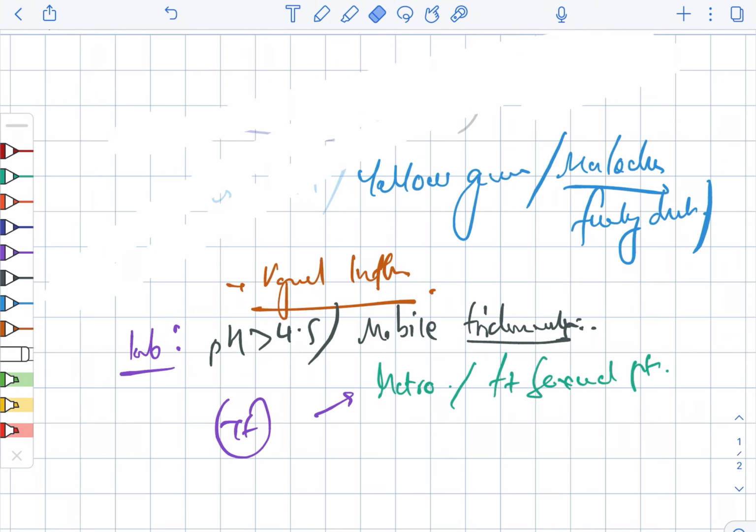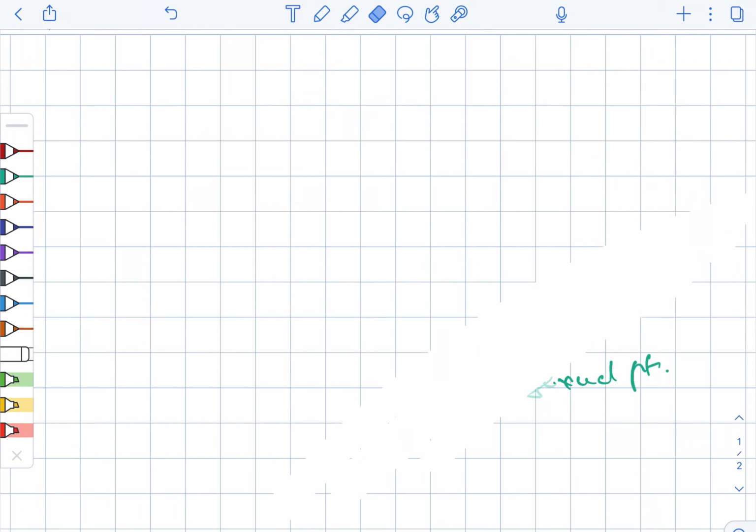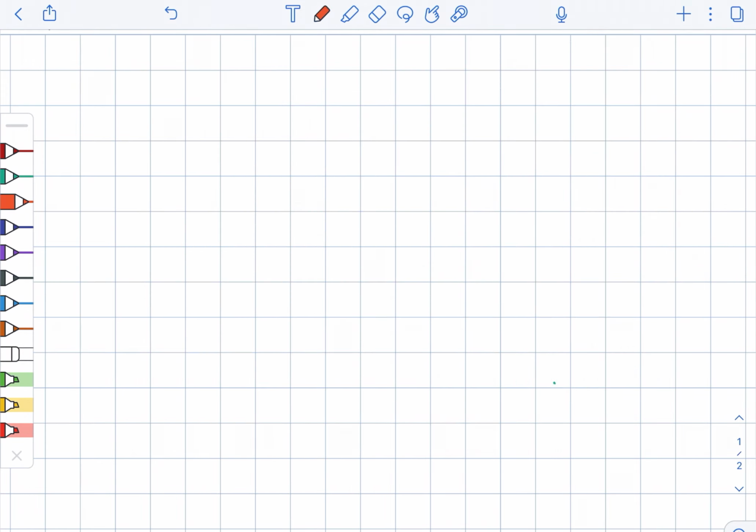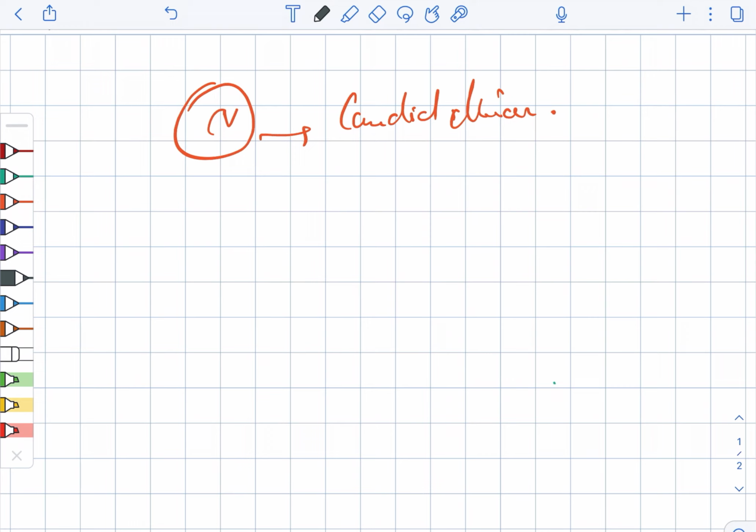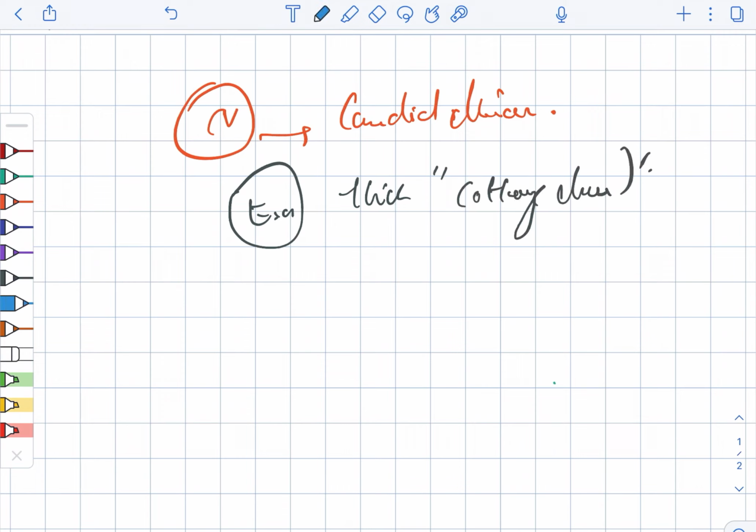Next, we are going to look at the next disease. The next disease is Candida vaginitis, and it is caused by Candida albicans. Here the examination includes presence of a thick, cottage cheese discharge, and there is also presence of vaginal inflammation.